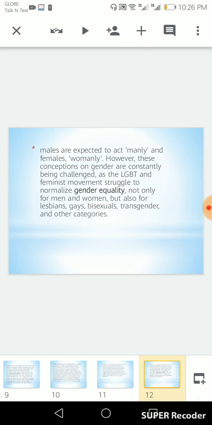Okay, males are expected to act manly and females womanly. However, these conceptions on gender are constantly being challenged as the LGBT and feminist movements struggle to normalize gender equality. So, mao rin siya ang ginaingon nato nga naay dapat ang mga babae is mag-act as a babae and ang mga lalaki mag-act as a lalaki.